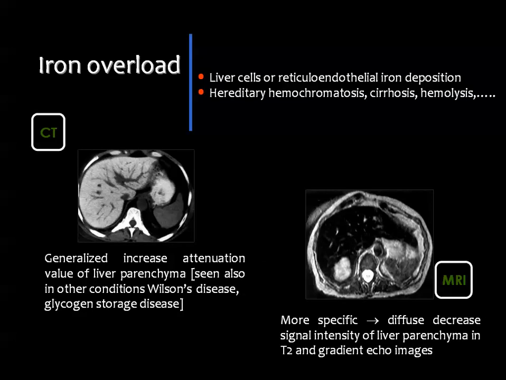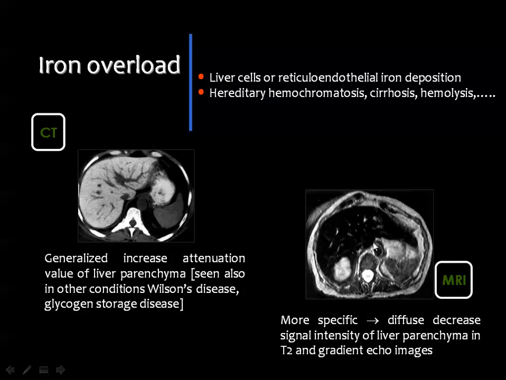Then storage diseases, including iron overload, can be diagnosed by CT and more reliably by MRI. If you look at the liver in a study without injection of contrast, then you see increased density of the liver compared to that of the spleen. But you may ask, what happens if the spleen is also infiltrated or affected by iron overload? Then the CT will be unreliable in such conditions.